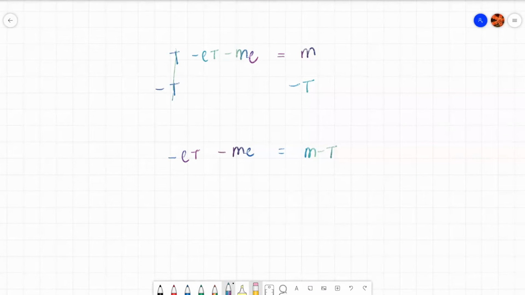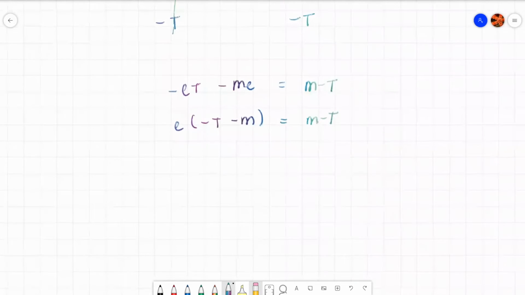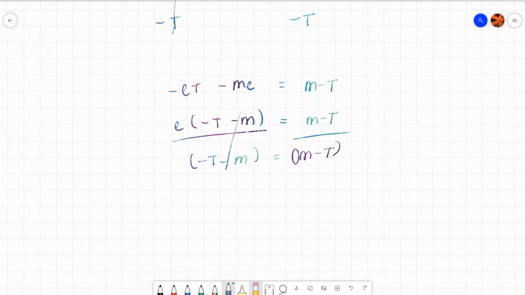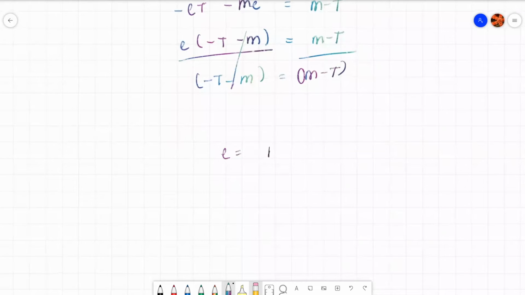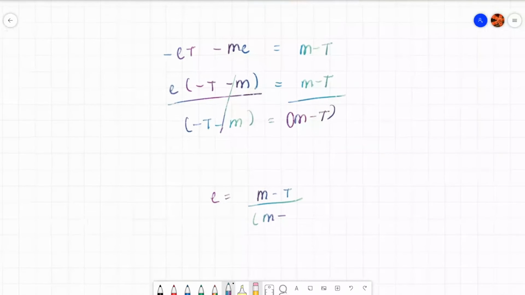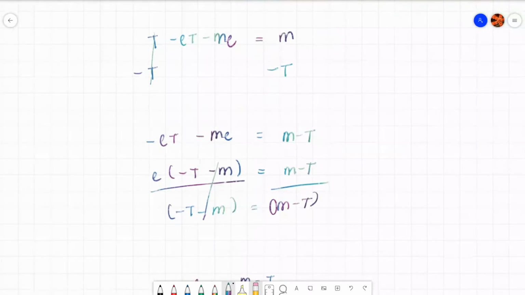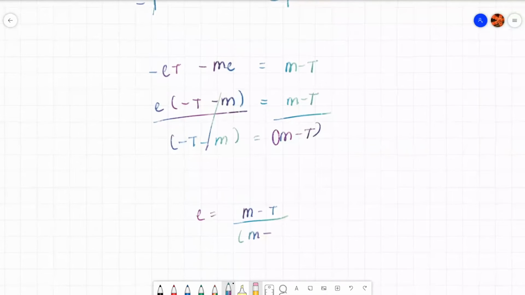Right. Take out an E. So I'm left with E times (minus T minus M) equals M minus T. So I factorized. How do you get rid of a bracket? Well, I divide. Well, that cancels, as you can see. So you're left with E equals M minus T over, oh, I wrote that one incorrectly, just got a bit confused, minus T minus M, and there we are.